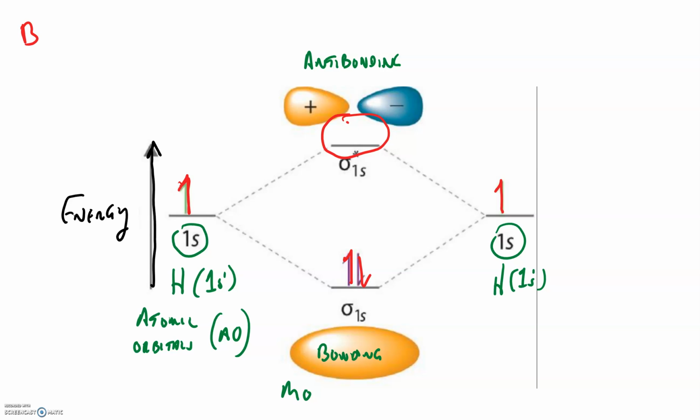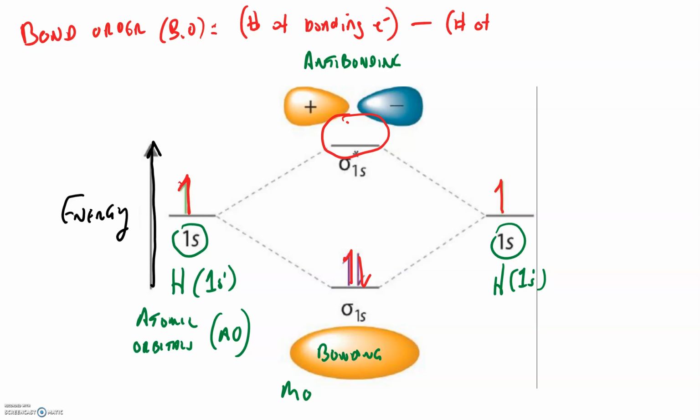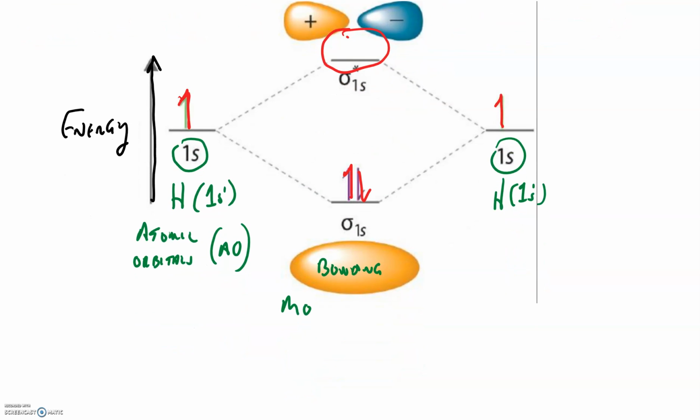So we're going to calculate something called bond order. We'll abbreviate that, feel free to laugh, BO. And it's going to be the number of bonding electrons minus the number of anti-bonding electrons, and we're going to divide both of that by 2, excuse me. So, looking at this model, how many electrons are in a bonding orbital? 2.